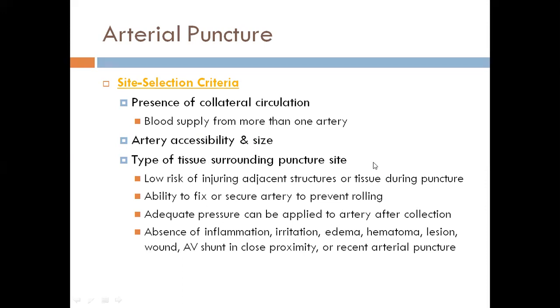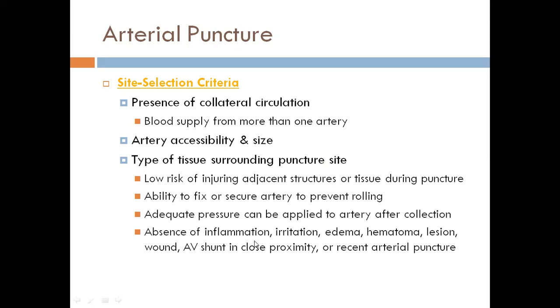Okay? And the last site selection criteria is that there should be absence of inflammation, irritation, edema, hematoma, lesion, wound, AV shunt in close proximity, or recent arterial puncture. So you should avoid choosing that site for arterial puncture if there's presence of these. Kasi nga, one of the site selection criteria is that this inflammation, irritation, etc. should be absent from your site.